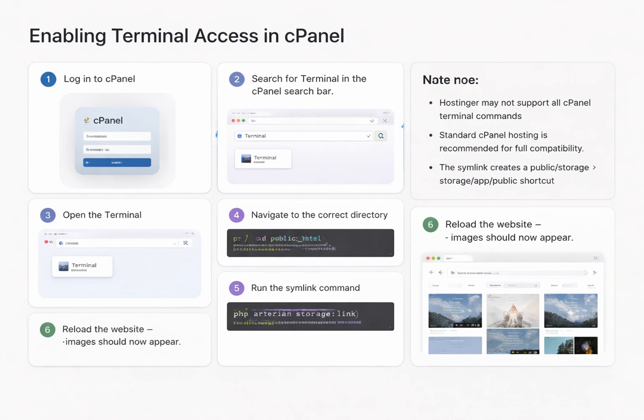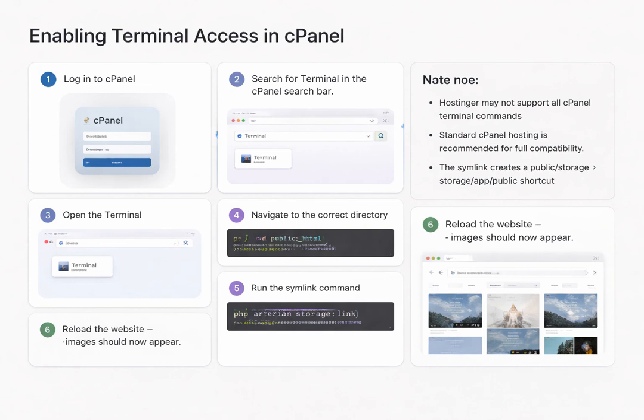First, log into your cPanel and find the terminal option. You can search for it. Once the terminal is open, you navigate to the correct directory using the cd public_html command. Then you run php artisan storage:link, which creates the symbolic link between the storage folder and the public folder. After running that command, reload your website and the images should now appear correctly.